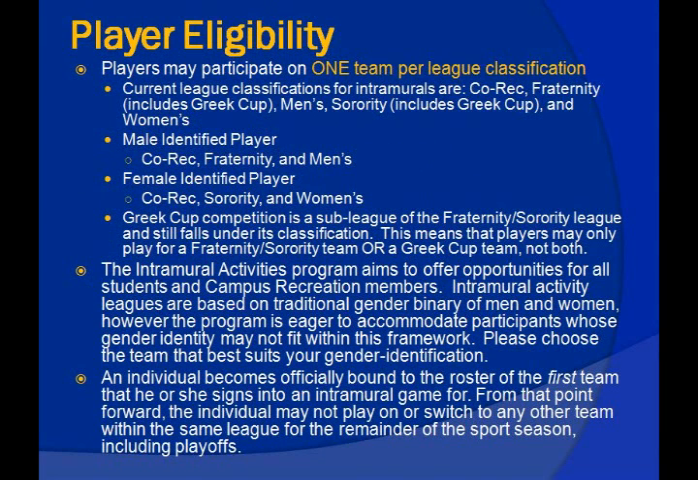Intramural participants may play on one team per league classification. Current league classifications for intramurals are co-rec, fraternity, which includes Greek Cup, men's, sorority, which also includes Greek Cup, and women's. This means that a male-identified player may play on a co-rec, fraternity, and men's team. Likewise, a female-identified player may play on a co-rec, sorority, and women's team. Please note that Greek Cup competition is a sub-league of the fraternity and sorority league and still falls under those classifications. This means players may only play on a fraternity or sorority team or a Greek Cup team, not both.